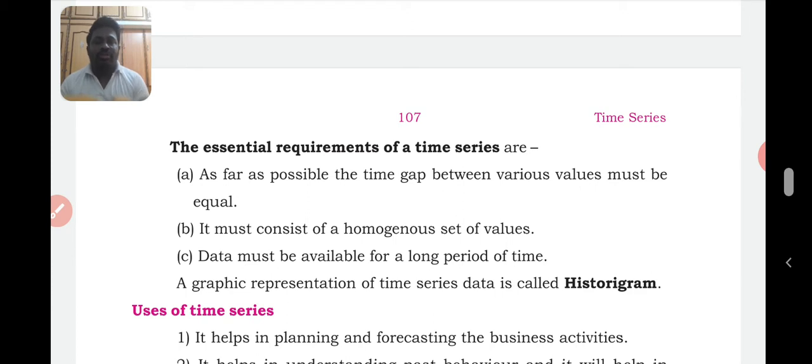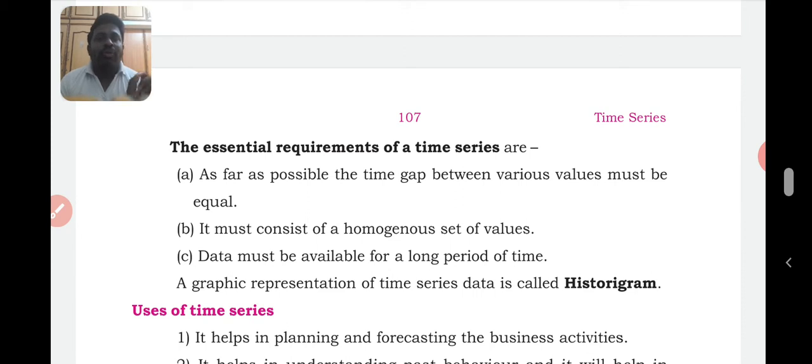If you take the example of balance sheets of a particular company, they will be presented quarterly: three months once, four months once, or six months once. Got it? So the time gap between the different variables must be equal. Now we'll go to the next one. It must consist of a homogeneous set of values. You know homogeneous and heterogeneous. Homogeneous means similar kinds of variables must be considered. If you are comparing production, you must consider only production for all the years. If you are considering sales for the year, you must consider only sales. Got it?